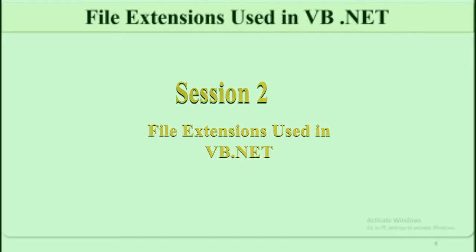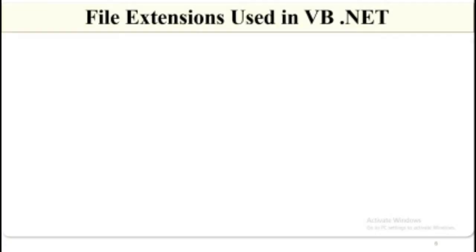Let us study about different types of files or file extensions used in VB.NET. We know that any file name has three parts: main file name, a decimal dot, and an extension name. The extension name of a file tells us about using which software that file is created or using which software that file will be opened.